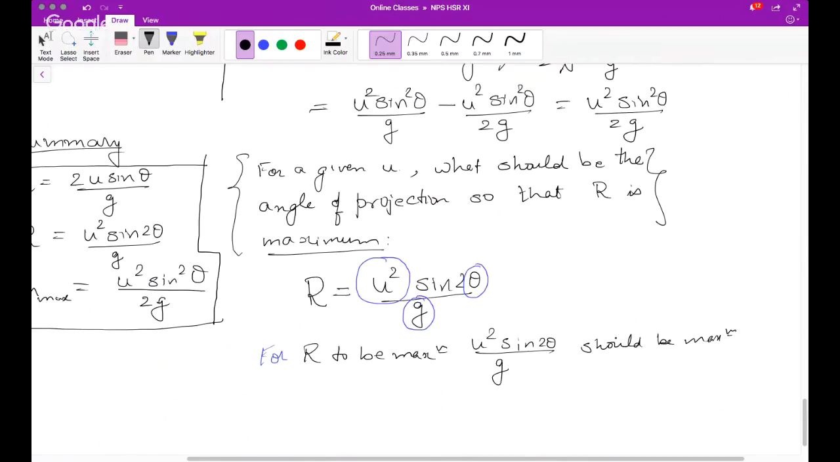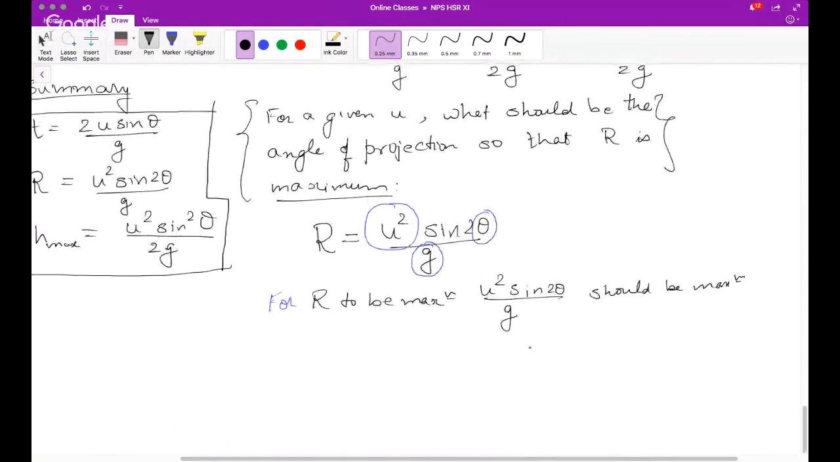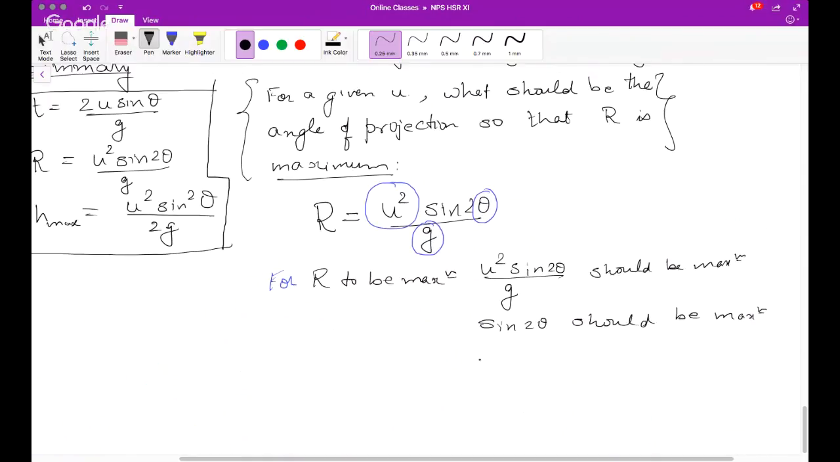Should be maximum. U square and g. So the only thing is that sine 2 theta should be maximum. Now, what is the maximum value attained by sine 2 theta? The maximum value sine 2 theta can attain is 1, so sine 2 theta must be equal to 1, because the sine value remains confined between -1 and 1. And when is this possible?